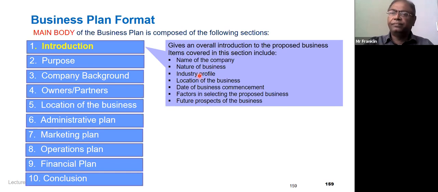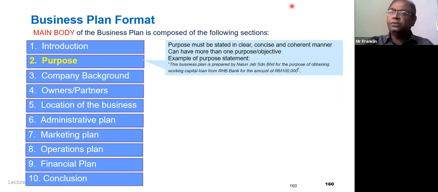Second is the purpose. In the purpose, you state clearly the purpose of this particular business plan. So you write, for example, this business plan is prepared by Naluri Jati for the purpose of obtaining a working capital loan from RHB Bank for the amount of 100,000. So this is an example, and from here you can know what it is.